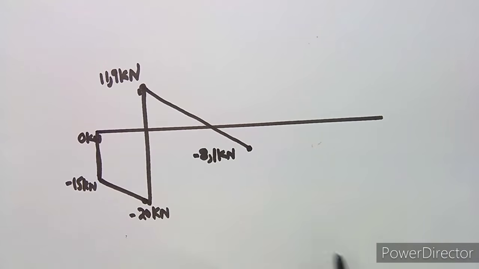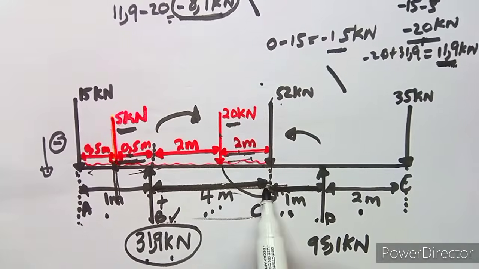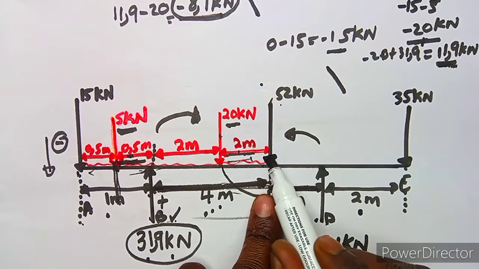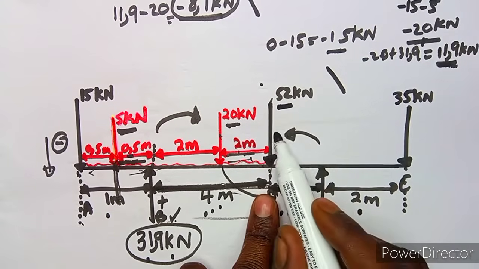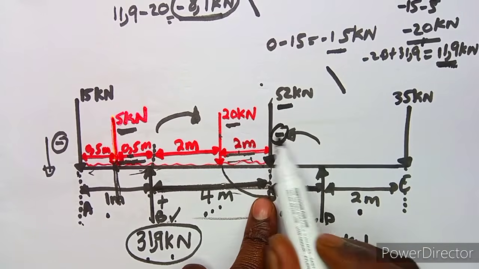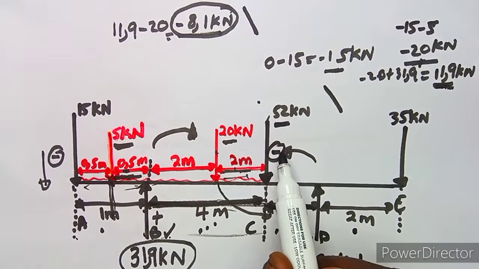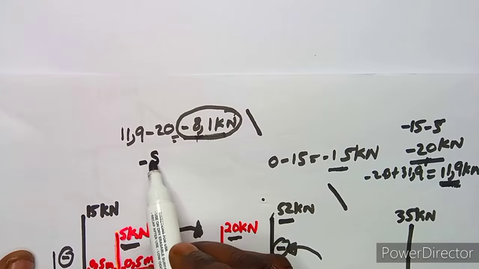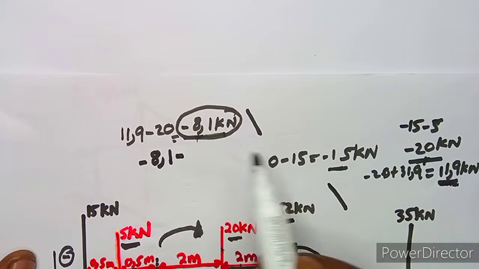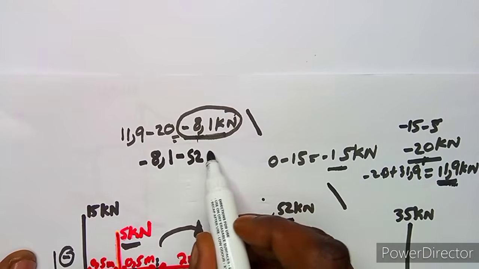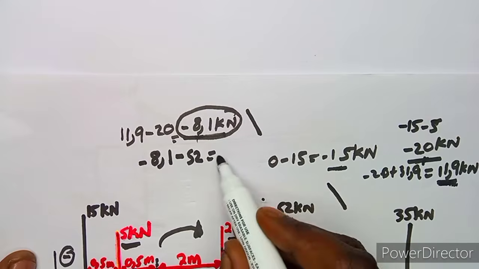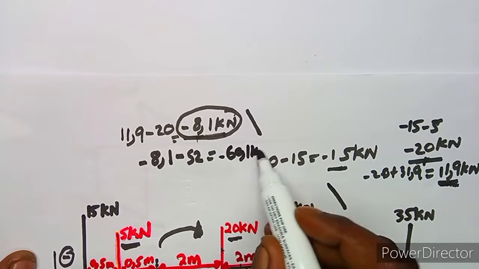Anyways, we move on. We are now at C. At C, there's a point load which was directly given of 52. It's going down, it's a negative. So we are going to subtract 52 from where we are. We are at minus 8,1. So we subtract minus 8,1 minus 52, which is going to give us minus 60,1. So this will be minus 60,1 kilonewton.